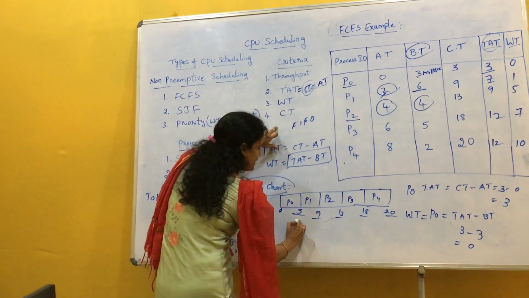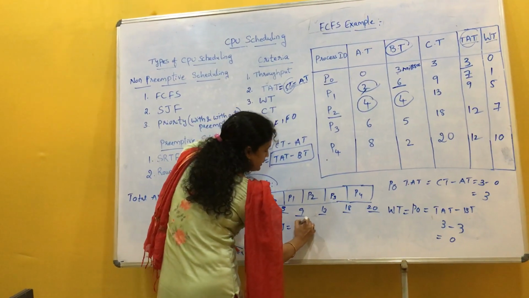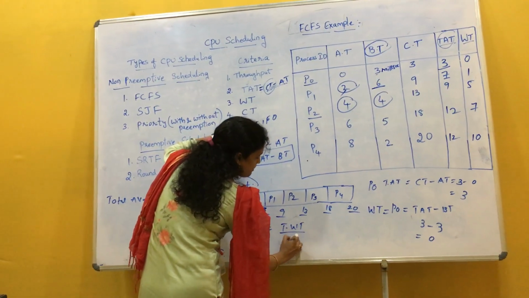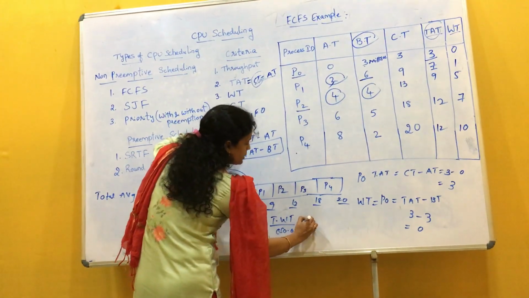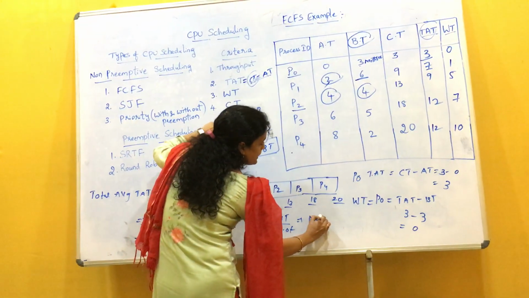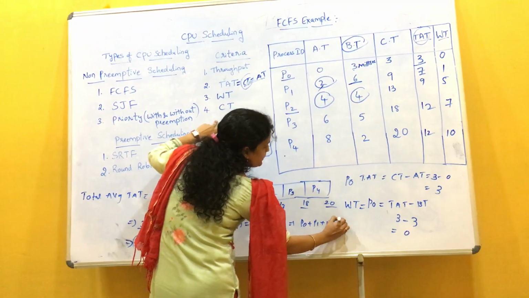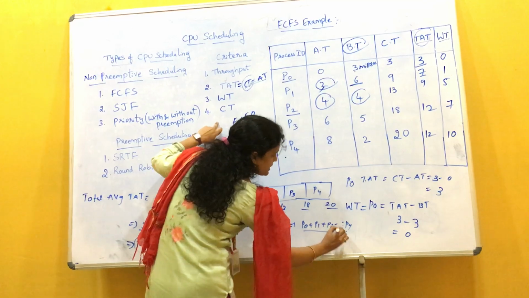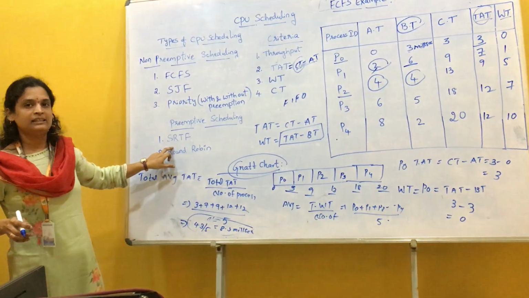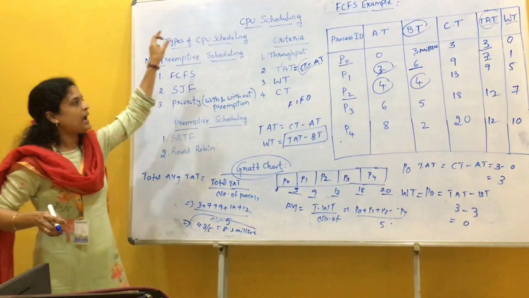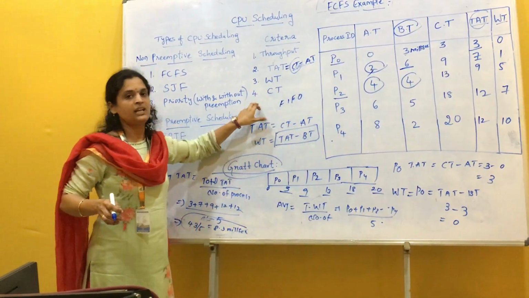Similarly, average waiting time can be calculated as total waiting time divided by the number of processes. The total waiting time is P0 plus P1, P2, up to P4, divided by 5. Like this, we need to calculate the average turnaround time and average waiting time of the processes.